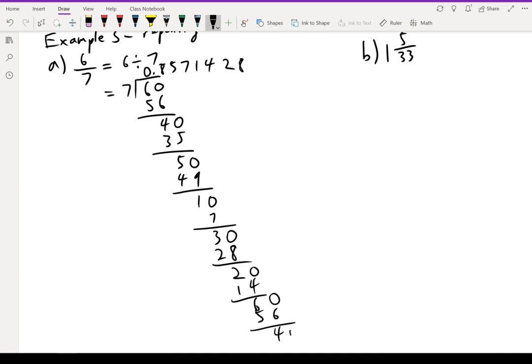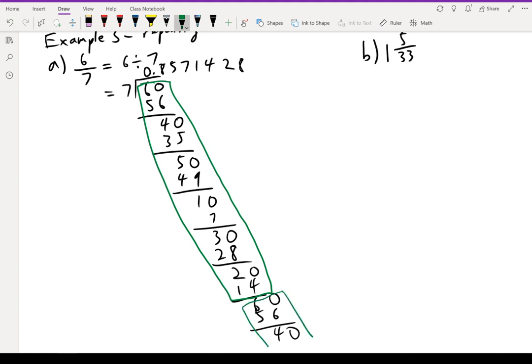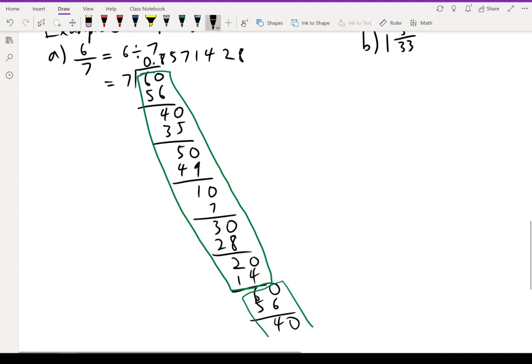Now we can start to see a pattern. Yes, we can now see a pattern. This part, the one that I circled in green, now it is starting to repeat itself. And so I can just continue. I know that this is going to be 7 goes into it 5 times to get 35. And then it is now the same.